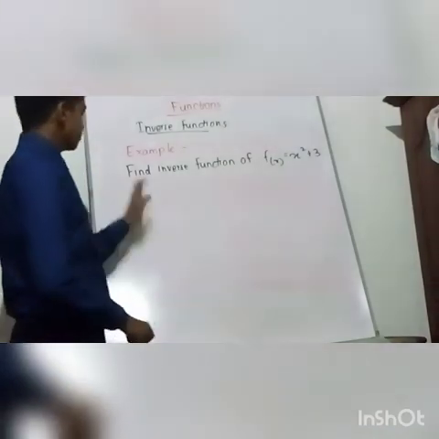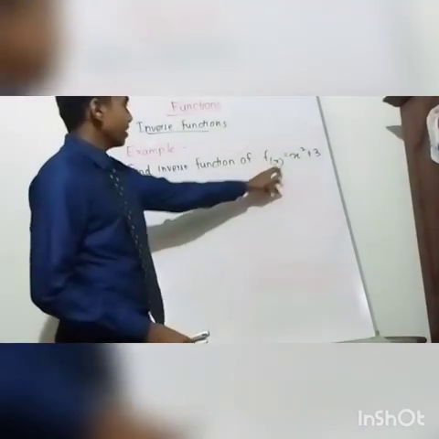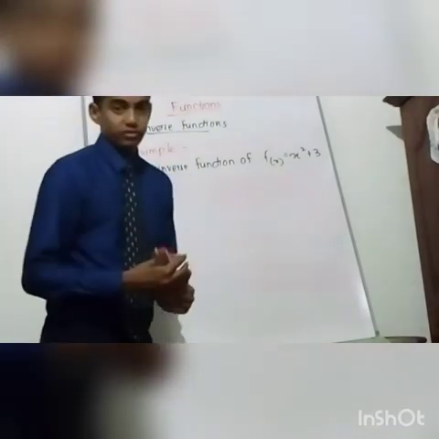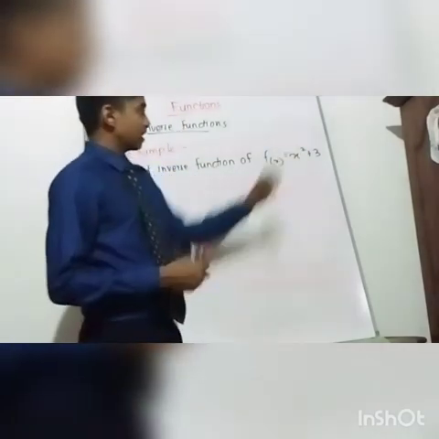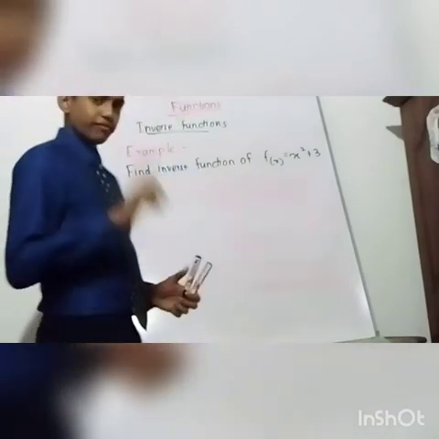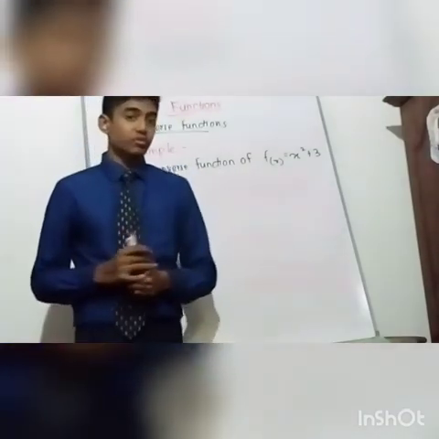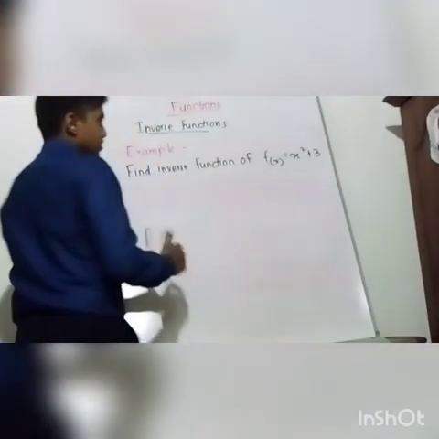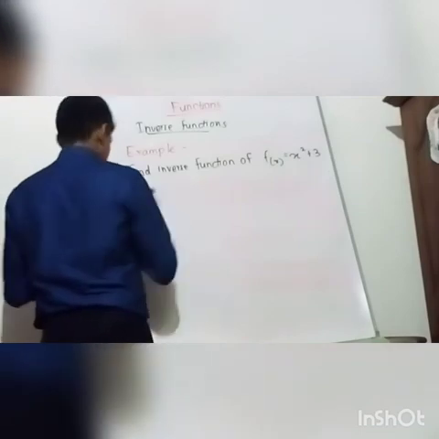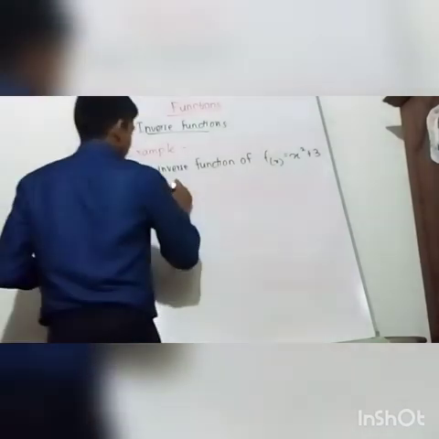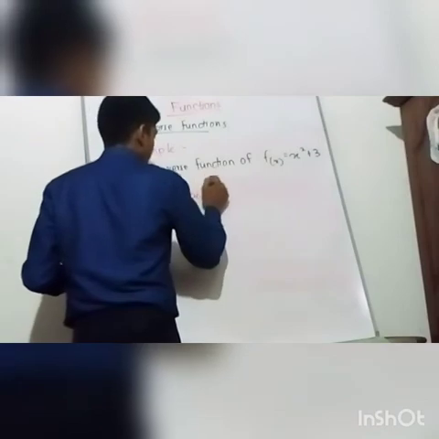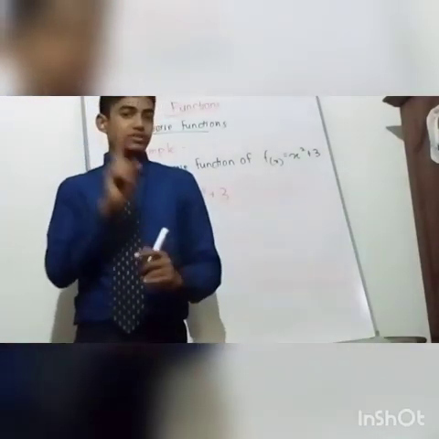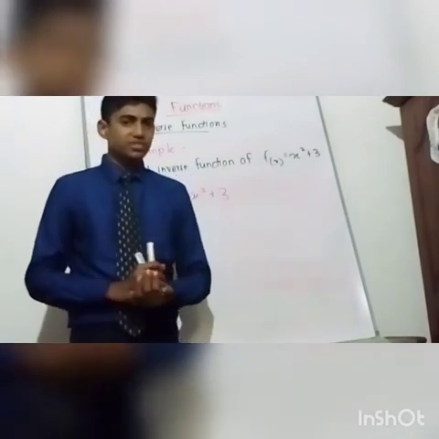Now they are saying find the inverse function of f(x) equals x squared plus 3. Now we must find the domain of this. They have given us the range, we must find the domain. So what's our first step in the steps which I gave you? We must make this a y equals function. So we must write y equals x squared plus 3. So we have made the y equals function. Now first step done.